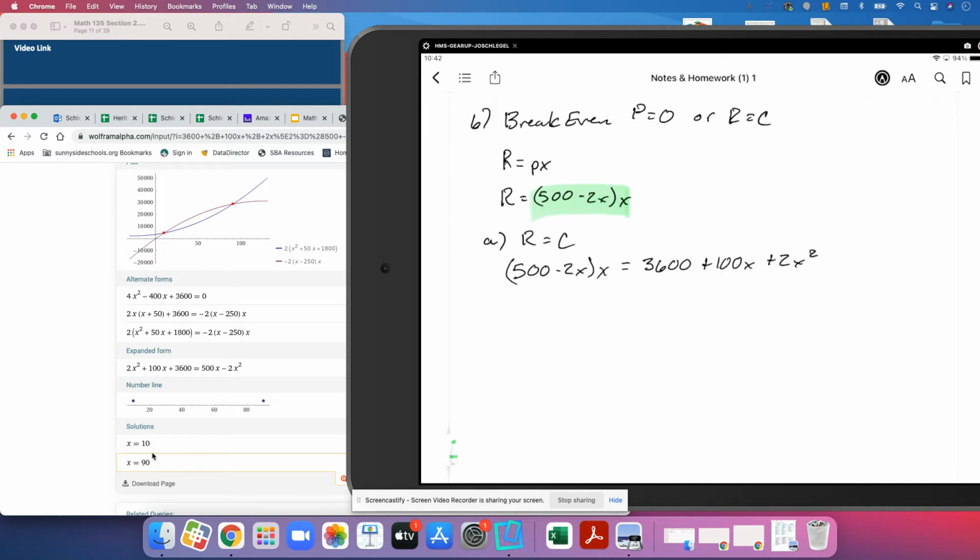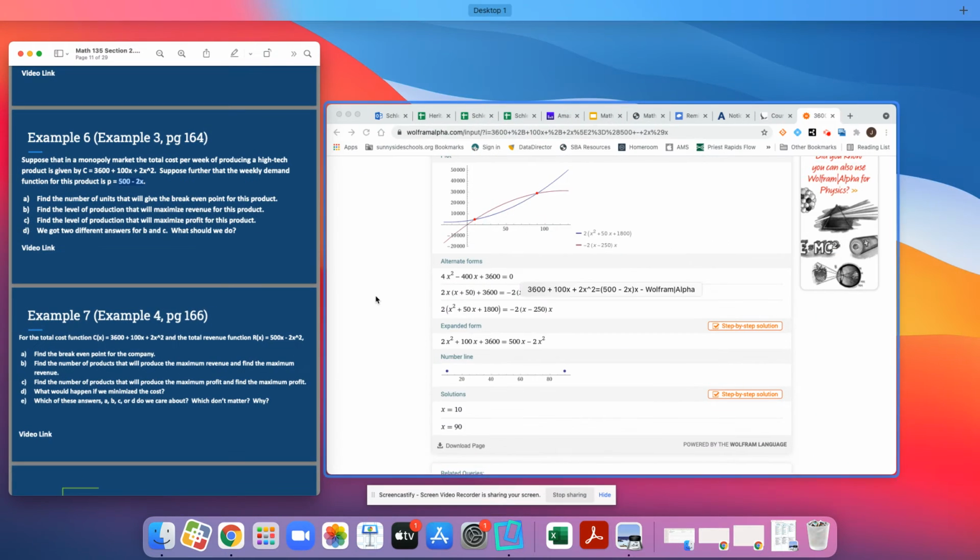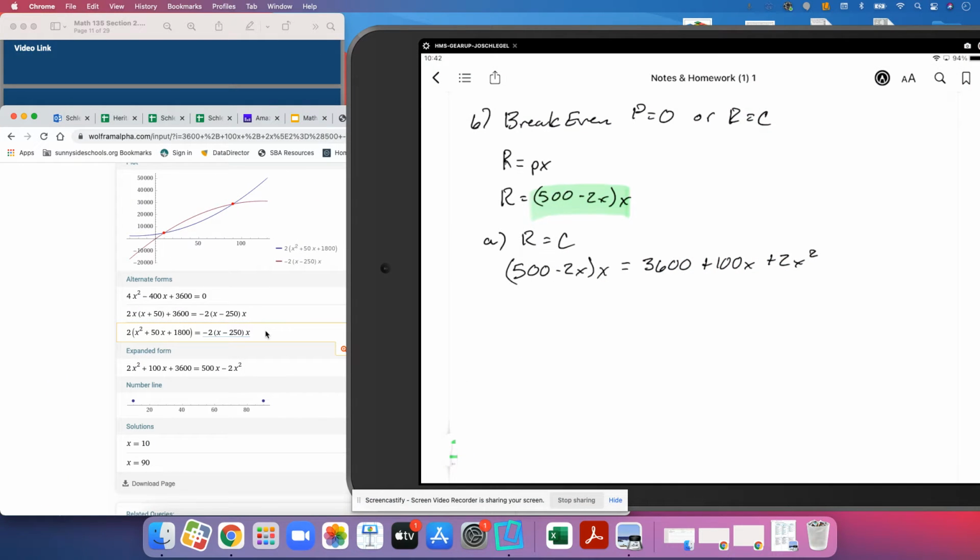So what are we asked to do here? Find break-even points for this product. So break-even occurs when we produce and sell 10 or 90 units.